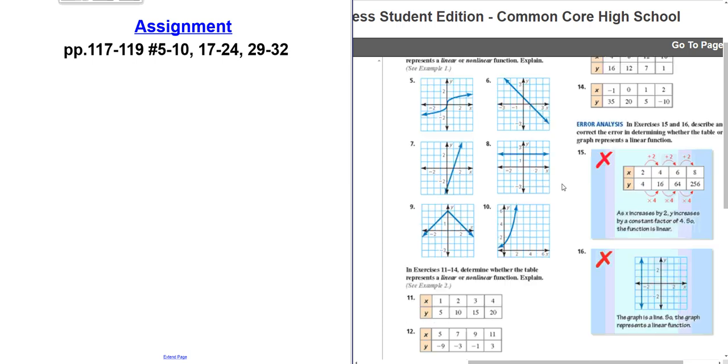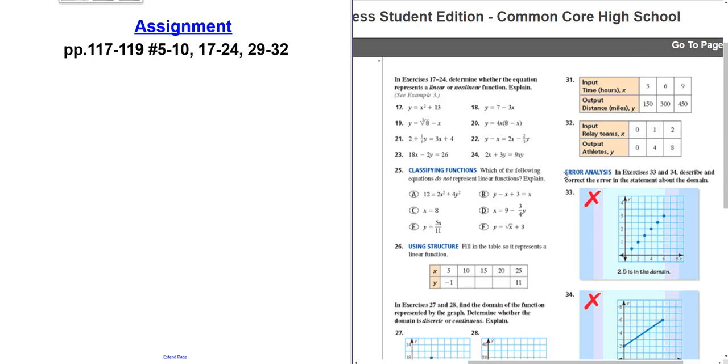All right, 17 through 24. Here it says determine whether the equation is linear or nonlinear. Again, can it be written in the form y = mx + b? Now, like on number 18, you can write this as y = -3x + 7. That's the same thing. If y = -3x + 7, that is y = mx + b. So number 18 would be linear because it can be written in slope-intercept form. So that's your answer for 18.